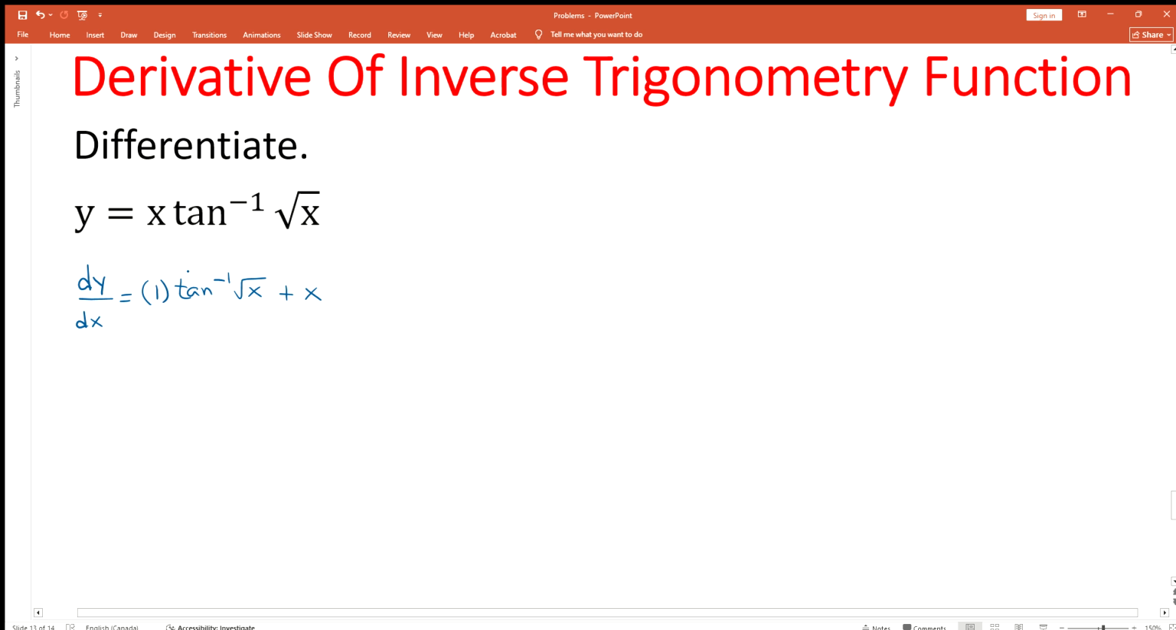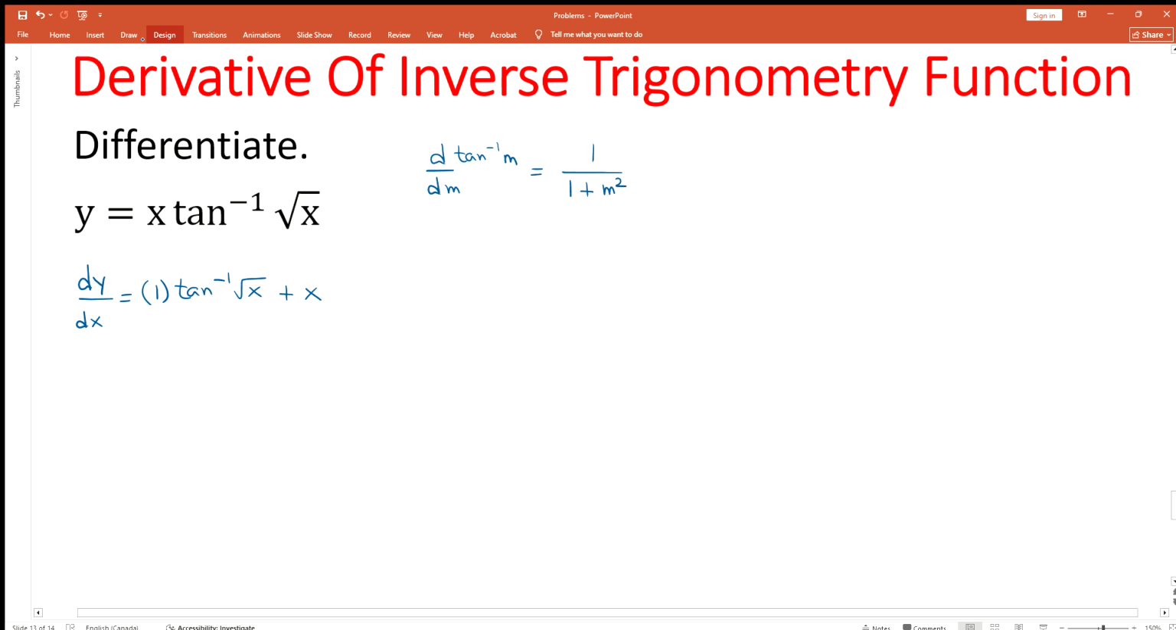We have to use chain rule to find the derivative of this function because it has the outer function tan inverse and the inner function square root of x. We have to use a formula for the derivative of tan inverse. The formula is derivative of tan inverse m with respect to m is equal to 1 over 1 plus m squared.